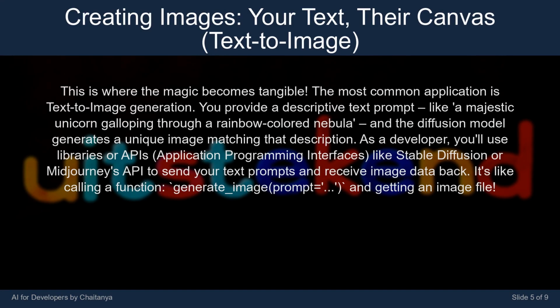This is where the magic becomes tangible. The most common application is text-to-image generation. You provide a descriptive text prompt, like, a majestic unicorn galloping through a rainbow-colored nebula, and the diffusion model generates a unique image matching that description. As a developer, you'll use libraries or APIs, application programming interfaces, like Stable Diffusion or Midjourney's API to send your text prompts and receive image data back. It's like calling a function, generate_image, prompt equals, and getting an image file.